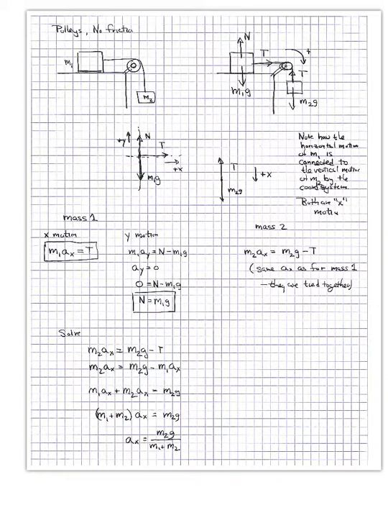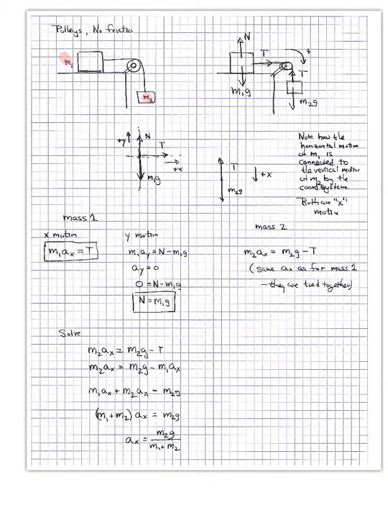Let's do a pulley problem with no friction. So again, this is kind of a common problem. We have a mass that's tied with a rope to a second mass, and here we've labeled them mass 1, mass 2. It's a frictionless pulley, no mass on the pulley. So let's draw the forces.